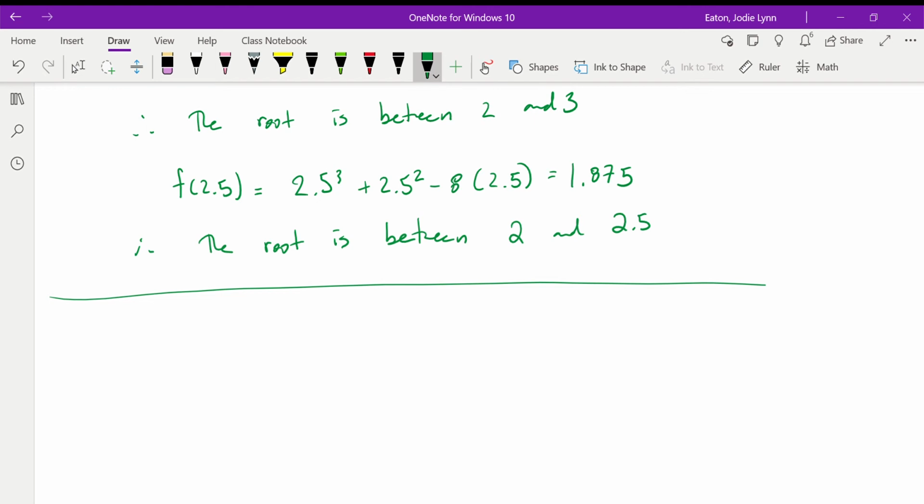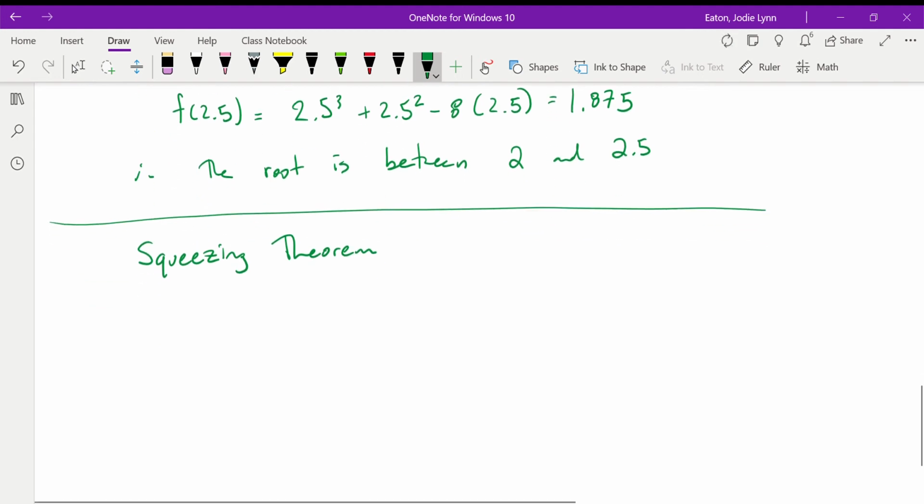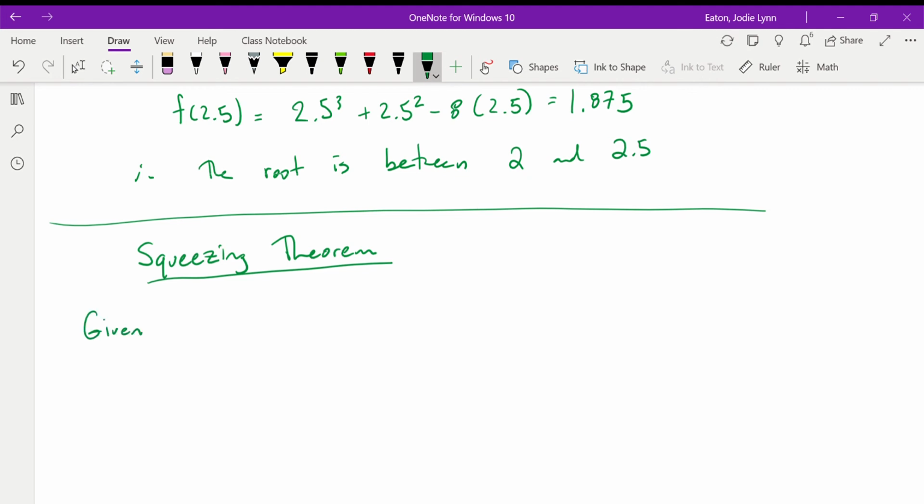The next theorem is called the squeeze theorem, or I think your book calls it the squeezing theorem. And what this theorem basically says is, let's say we can't find the limit of a function at a certain point. But let's say we have g of x, which is less than or equal to f of x, which is less than or equal to h of x. So let's say we have f of x, and we can say that f of x is always between g of x and h of x.